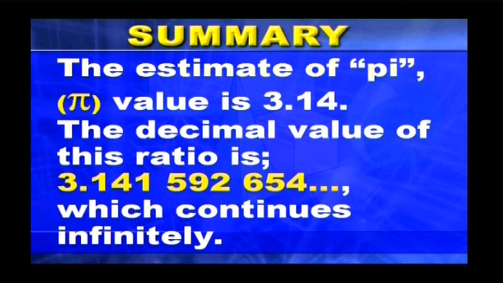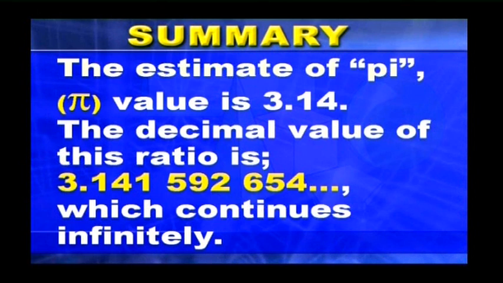The estimate of pi value is 3.14. When we were dividing the circumference and diameter, our answers were 3 point something. So the estimate value of pi is 3.14. The decimal value of this ratio, dividing the circumference by its diameter, is 3.14159265 and continuing. So it has been shortened and written as 3.14, and that is the estimate or approximate value for pi.